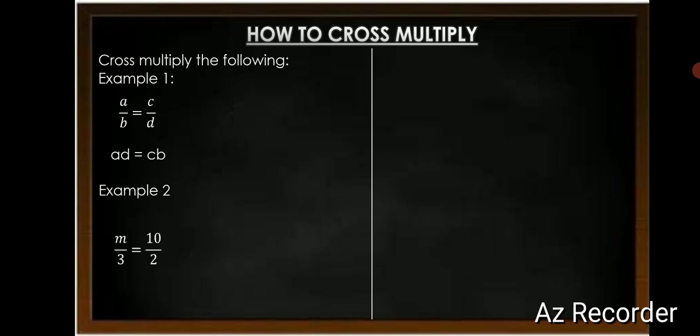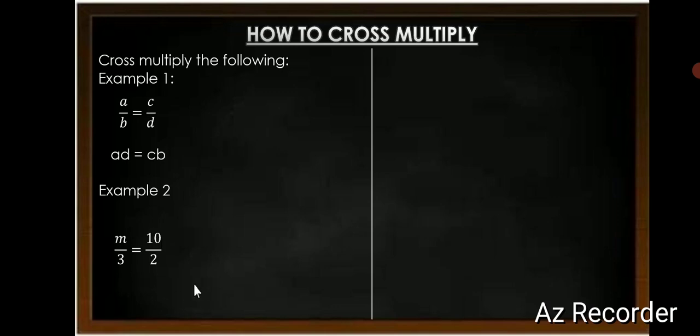We have example 2. We have m over 3 equals 10 over 2. Does this meet the criteria for cross multiplication? Yes. Why? Because we have a variable we are solving for. It is in the form of a fraction, and there is a sign of equality, which makes it an equation.